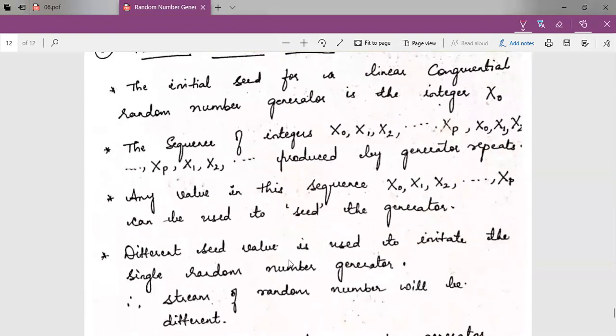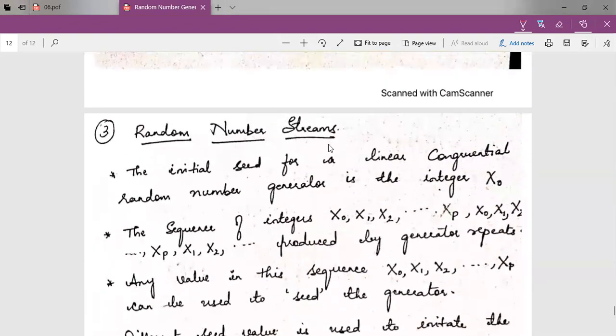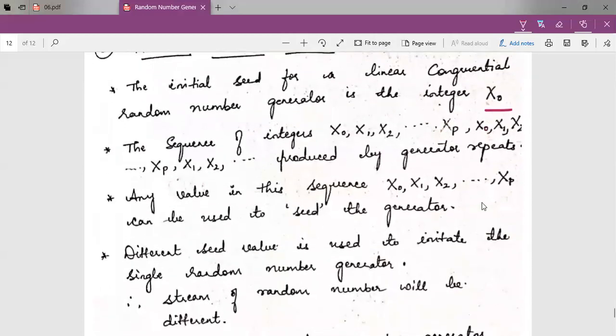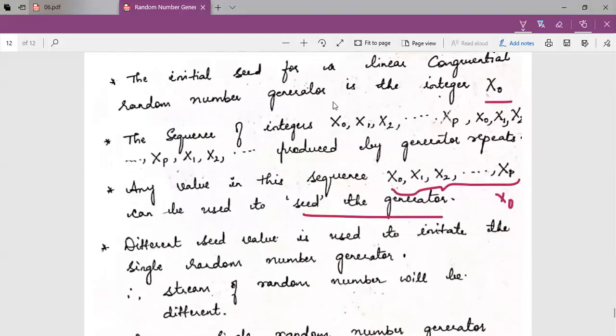Okay. Moving on to the next one, this is a simpler one, random number streams. This is with respect to the seed value, that is x naught. Whenever we are generating random numbers, we generate random integers x naught, x1, x2, up to xp. Then again it will repeat x naught, x1, x2, xp, and so on. So instead of always selecting x naught as your seed value, whatever the period we are getting here, we can select any one of these values as the seed for the generator. This type is called random number streams.